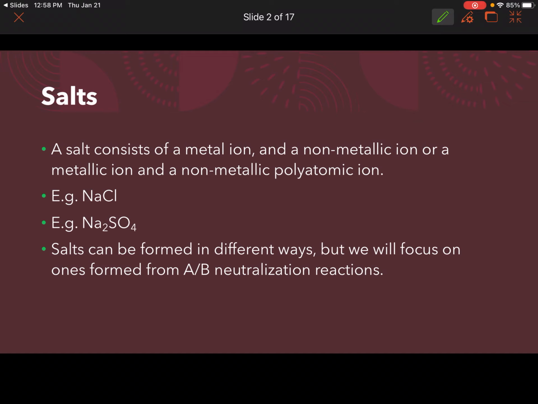Salts consist of a metal ion and a non-metallic ion, or a metallic ion and a non-metallic polyatomic ion. So examples of these are things like sodium chloride, sodium sulfate, etc., right? Salts can be formed in different ways, but the ones we are going to talk about are the ones that are formed through acid-base neutralization. So again, we've got your acid plus your base is going to go to salt plus water. So we are concerned with these salts here, okay?